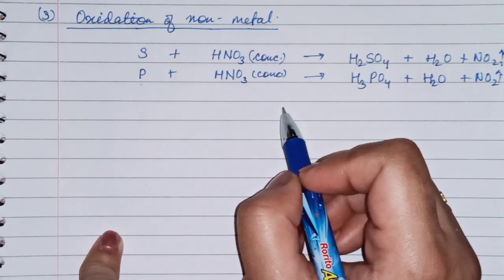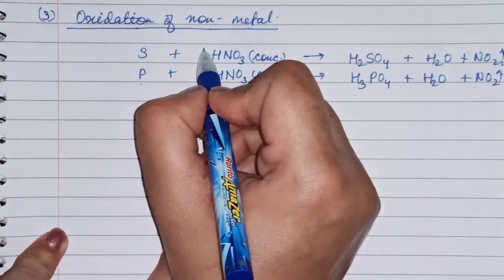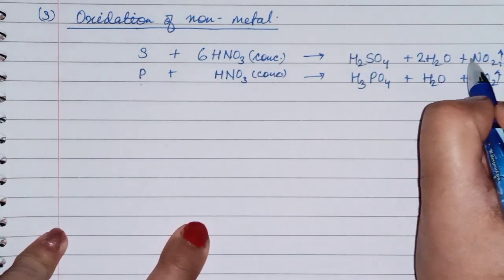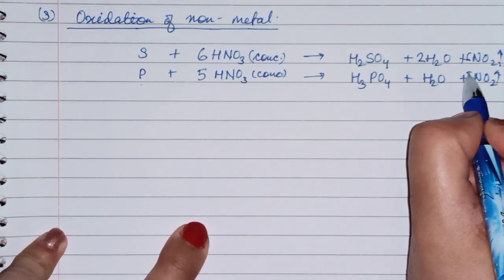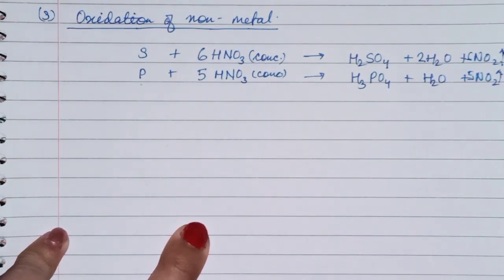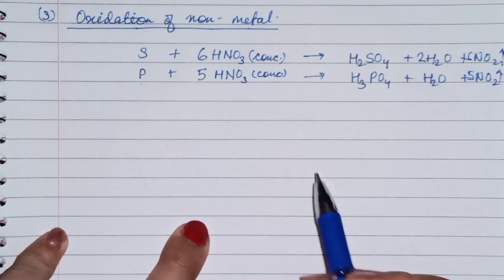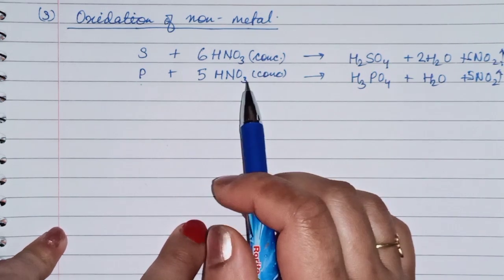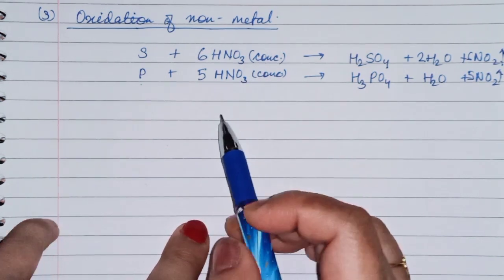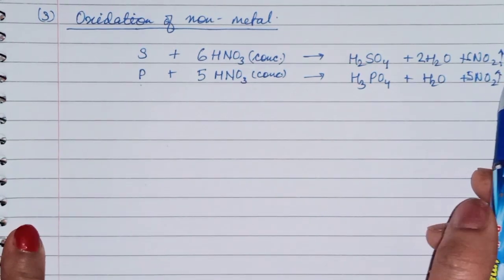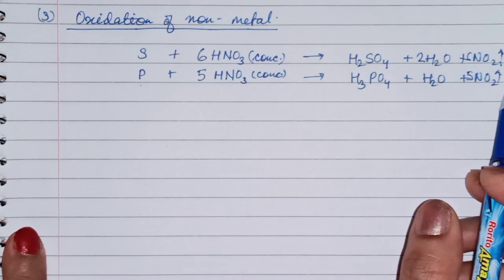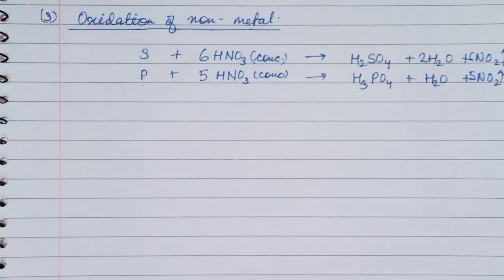You will do balancing of the equation. Children, it is very easy. 6, 2 and 6. Here you will write 5 and 5 over here. Always remember you have to write a balanced chemical equation. If you are not writing a balanced chemical equation, you will not get any marks for the equation. In the exam it is always a balanced equation, only then you will get full marks.